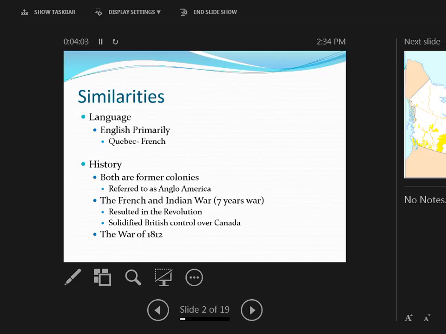There's a lot more reasons for why the revolution happened, but a big part of it was the French and Indian War, right? So the Seven Years' War, which is also the French and Indian War, resulted in England dominating North America, but also in the Revolution. Now, once the Revolution happened, we know how that story goes.